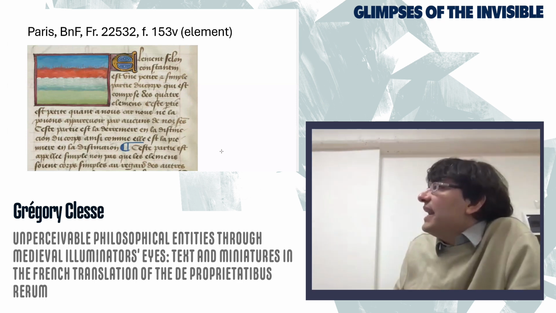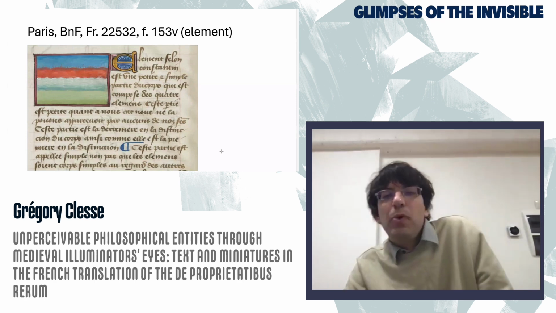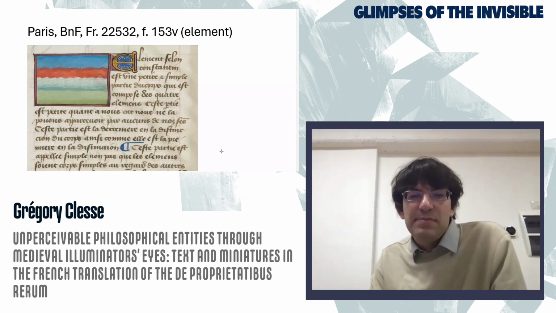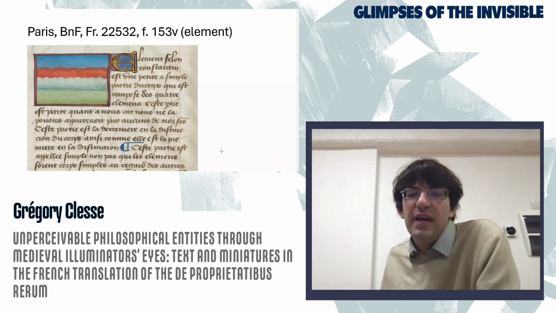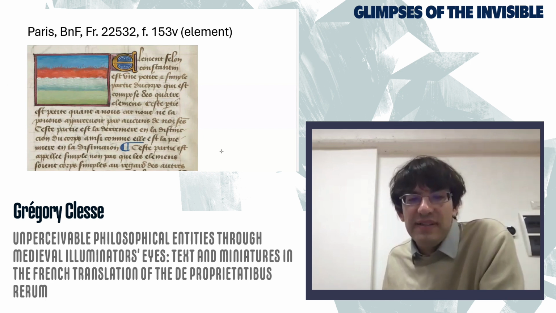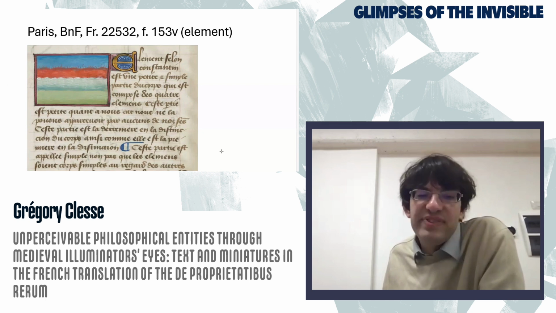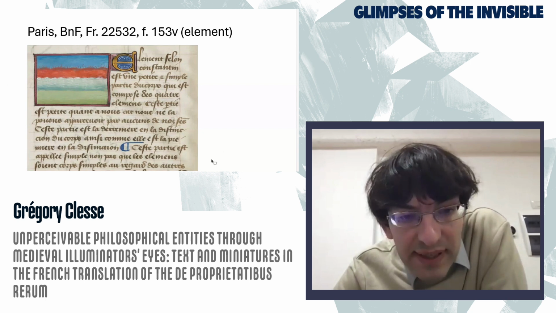And just to have an eye on the text, the element is, according to Constantine the African, a very small and similar part of the body, which is composed of the four elements. This part is very small from our point of view because we cannot perceive it by the senses, of course. This part is the last one in the distinction of the body, and it is also the first in the distinction. It is called simple, not because the elements are simple in themselves.